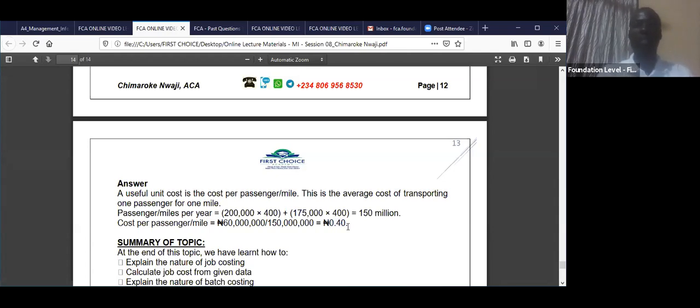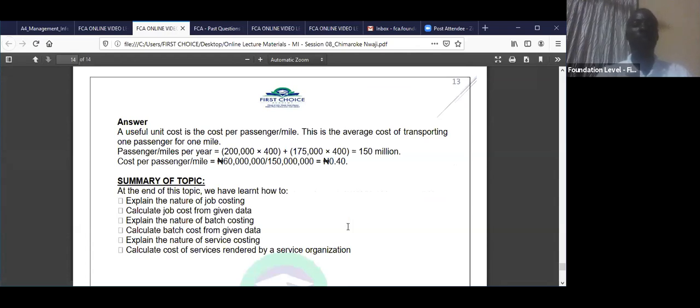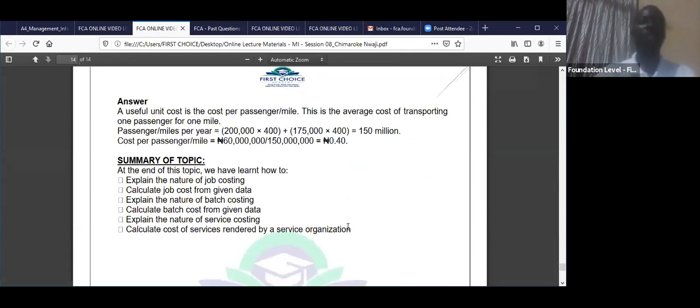So that's it. Now let's look at the summary for today. We've seen the nature of job costing. We've seen how we can calculate job cost from given data. We did that on Monday. We saw the nature of batch costing, and I told you that batch is different from production job costing because you have similar items being produced at the same time, while in job costing, only one item is made specifically for the customer's need.